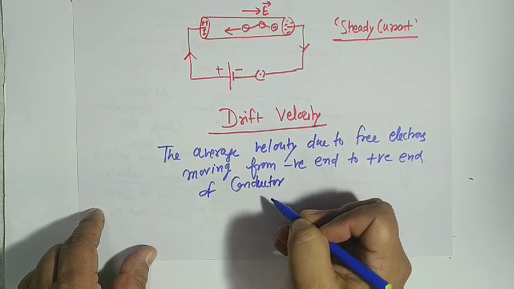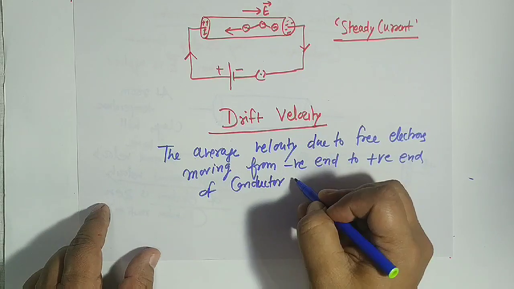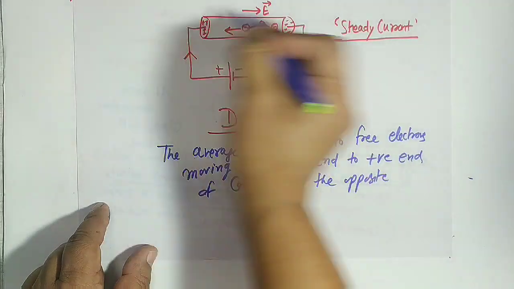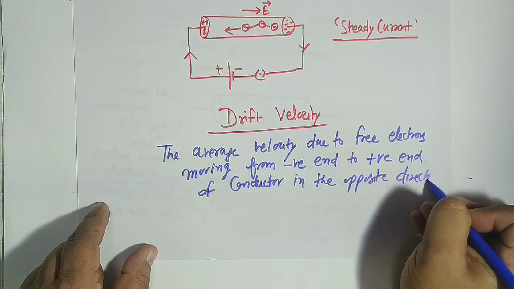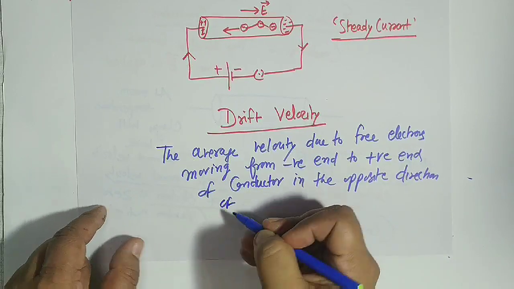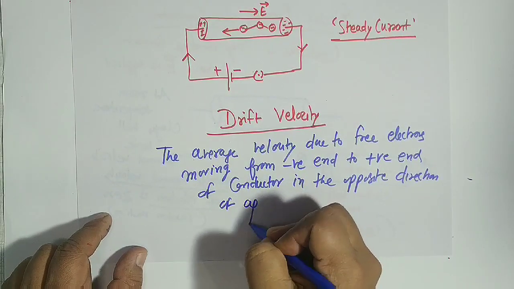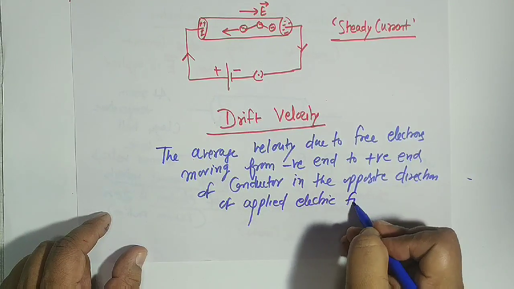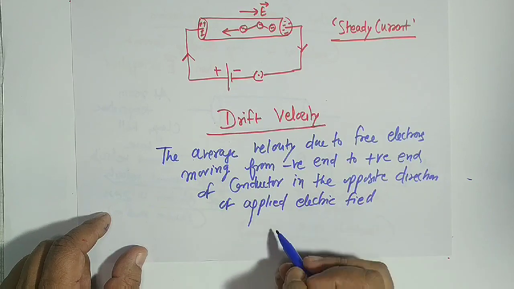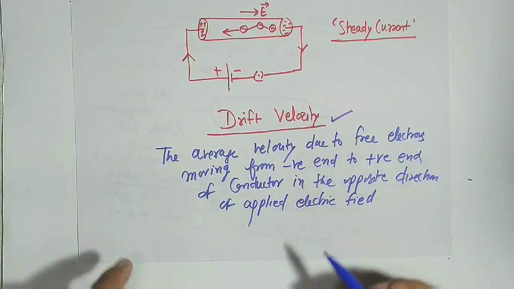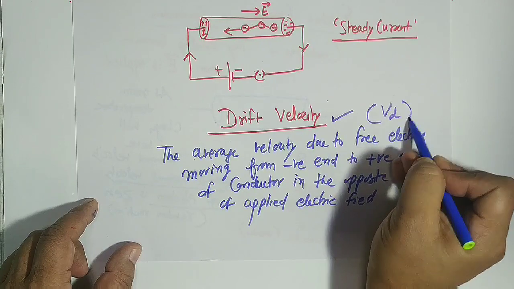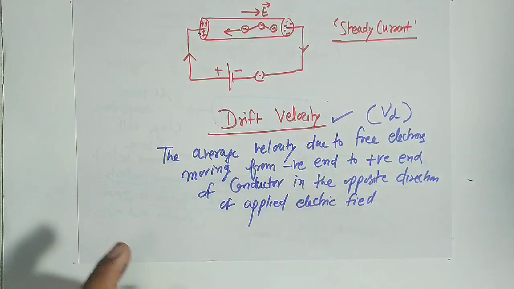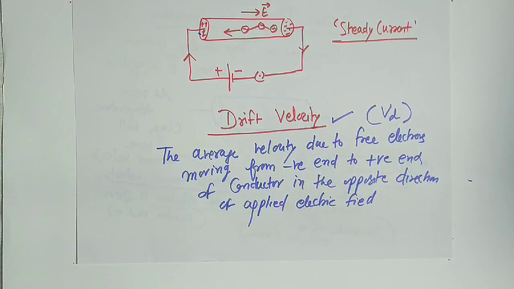And in which direction? In the opposite direction of the electric field, that is, the applied electric field, we can write it. So this is the definition. This is actually the drift velocity, very important, denoted by Vd, and this will be the velocity when the electron goes from the negative end to the positive end.